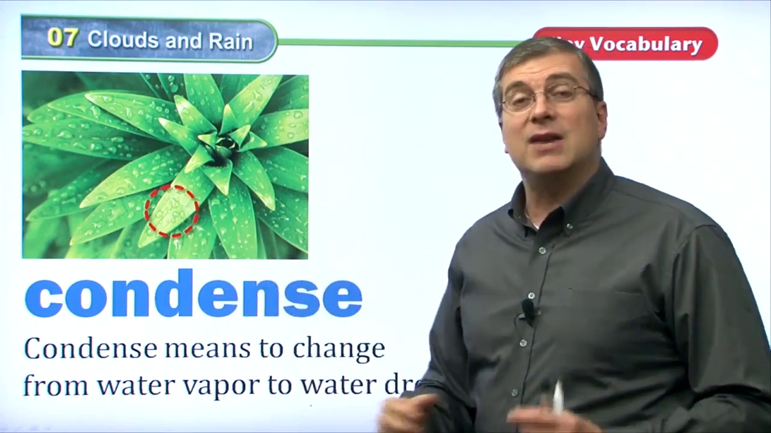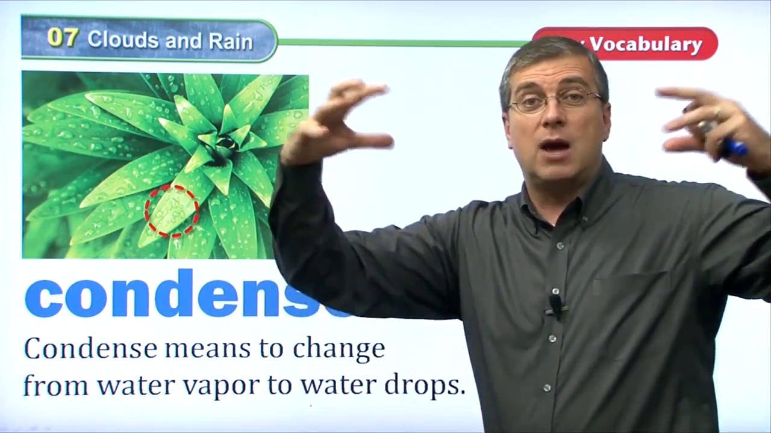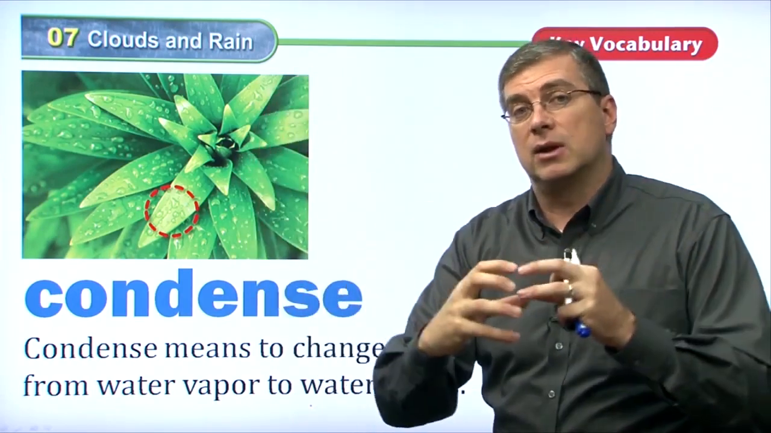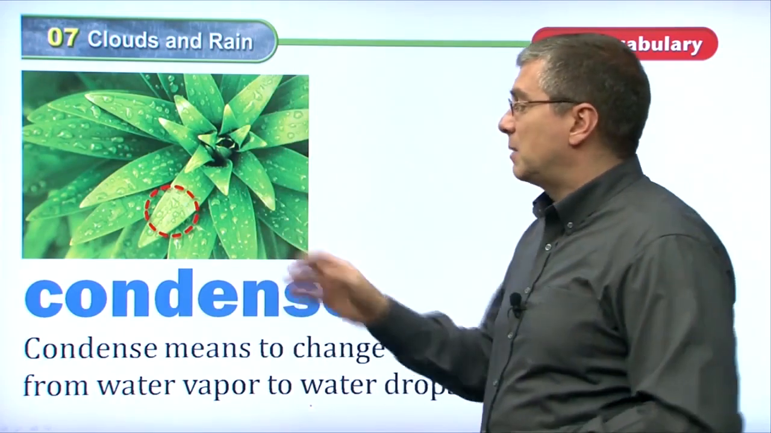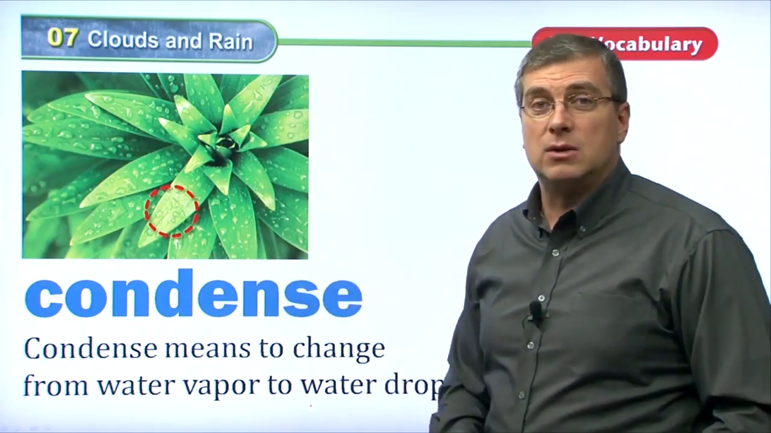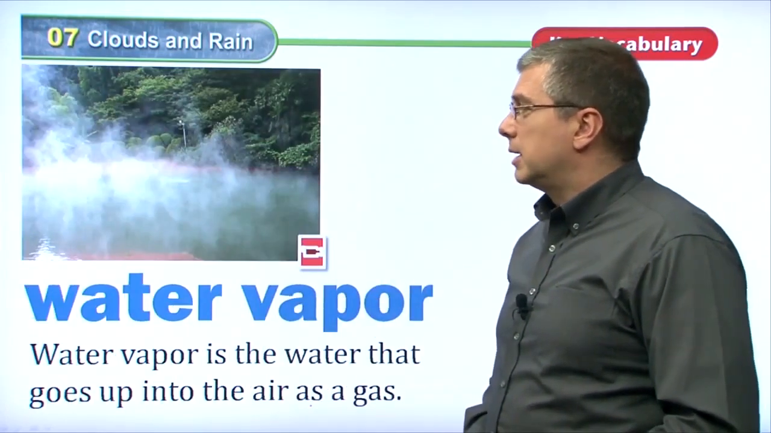So condense and evaporate are opposites. Evaporate means to spread out, spread away from each other. Condense means to come together, gather. Okay? And especially when we're talking about water and the stages of the water cycle. Now, we've talked about water vapor a little bit already.